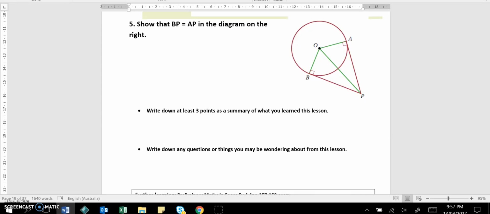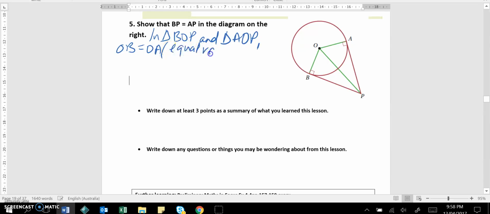How did you guys go with question 5 from Geometry Lesson 4? So I told you needed to prove triangle BOP and AOP were congruent. So you should have started by saying in triangle BOP and triangle AOP, comma. And you could have said that OB equals OA, reason being they're equal radii of a circle. So when you have a circle, the radii are both equal from the center to the edge.